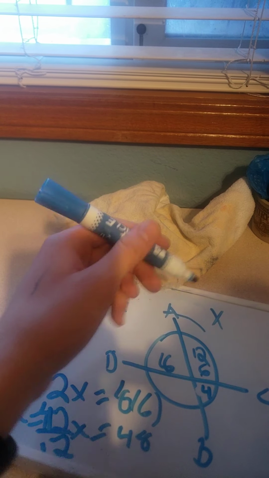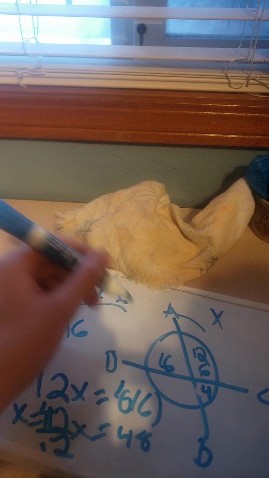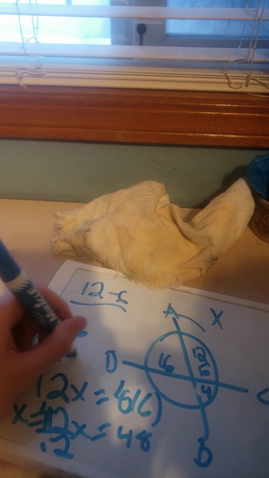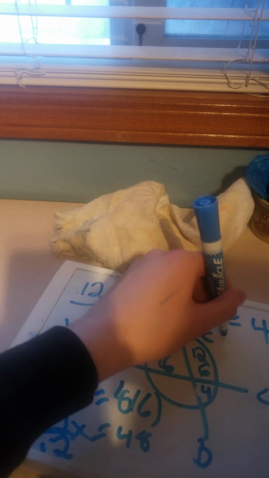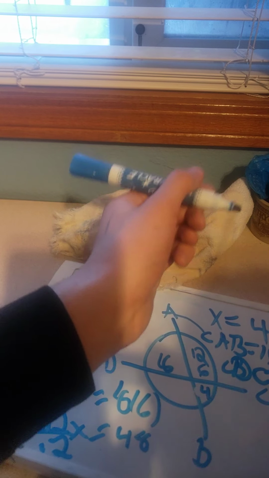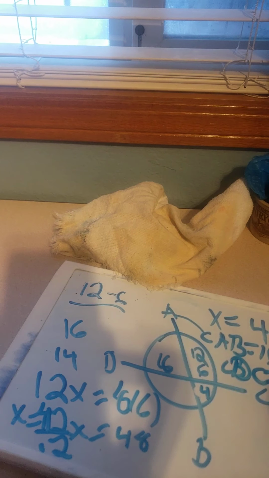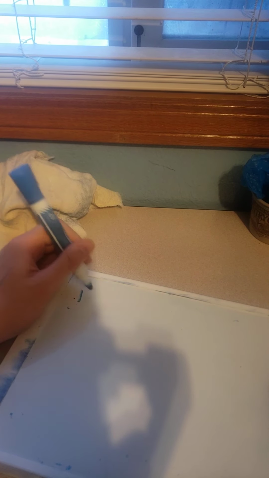Now it wants us to find the chords. So we're going to add the 12 to the 4 to get 16. And then we're going to add the 8 to the 6 to get 14. So X equals 4. And then chord AB is equal to 16. And chord DC is going to be equal to 14. So that's how we would do that. We would just pop the numbers in the equation, do a little proportion, and then plug X into the other number. So here's 12.7.